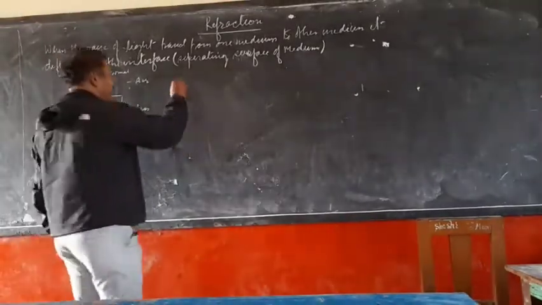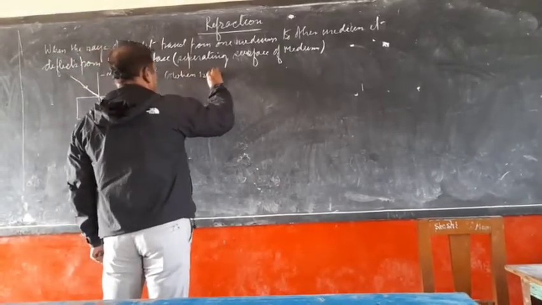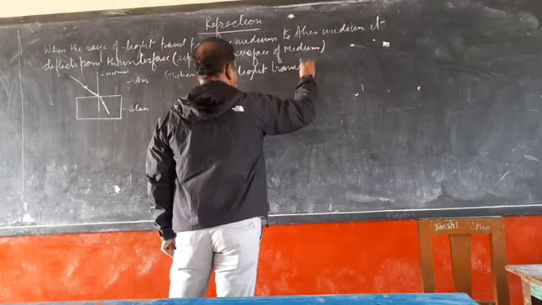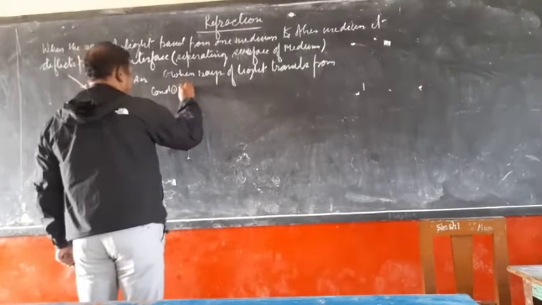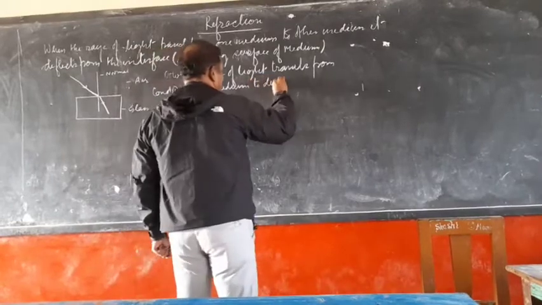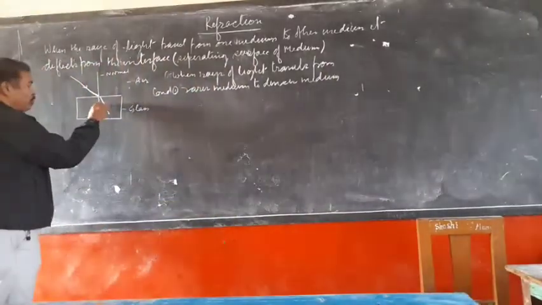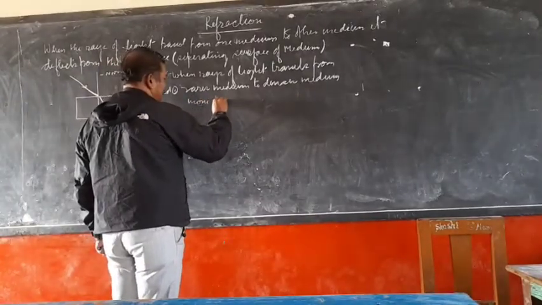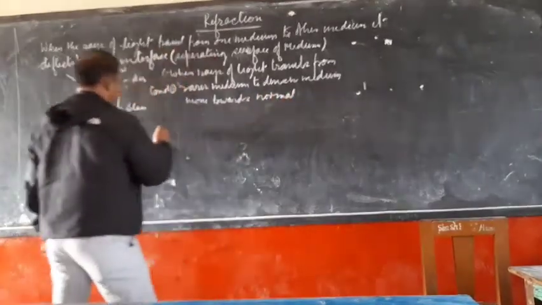Condition 1: when rays of light travel from a rarer medium to a denser medium, what will be the result? They move towards the normal.